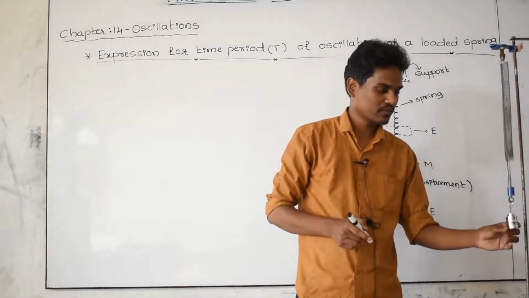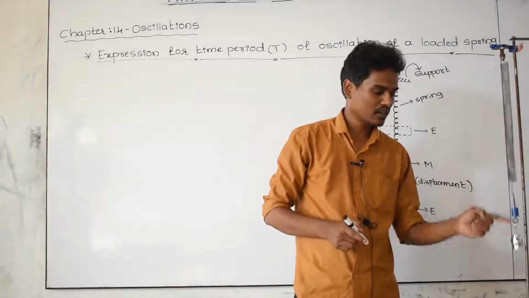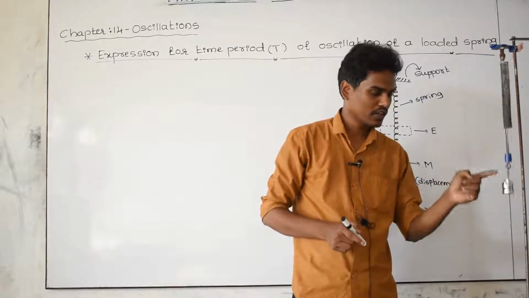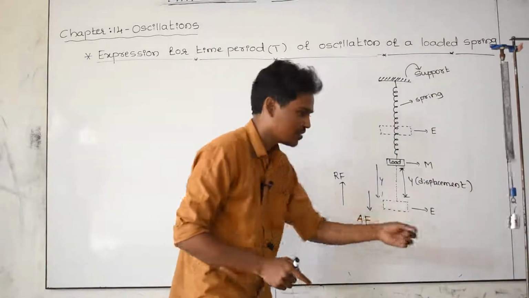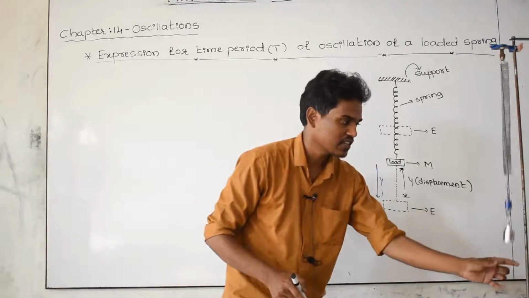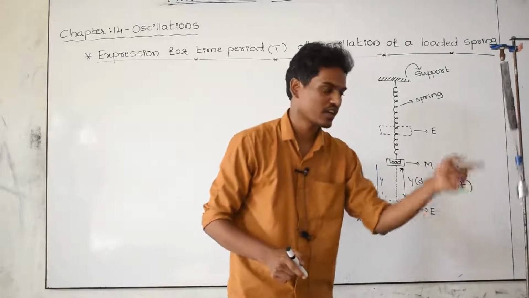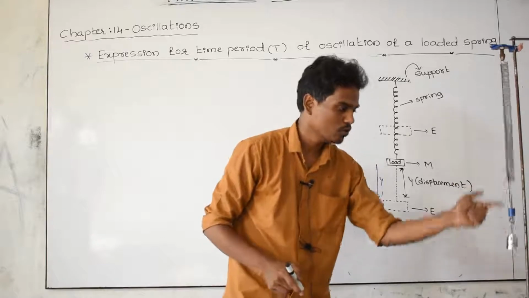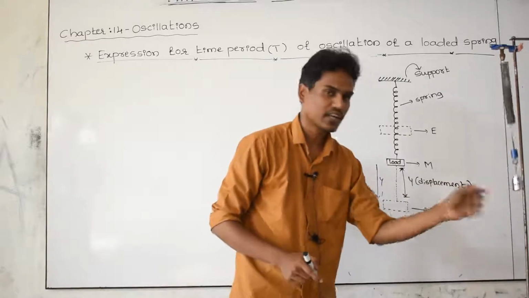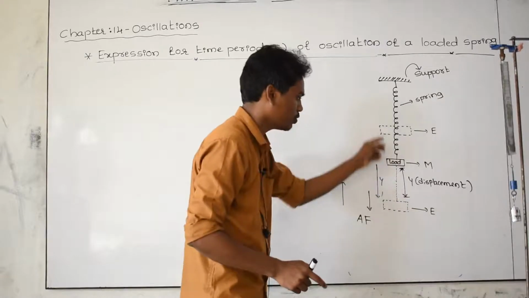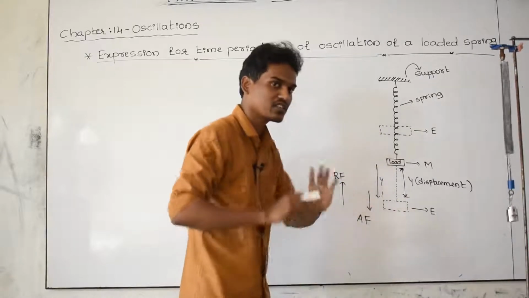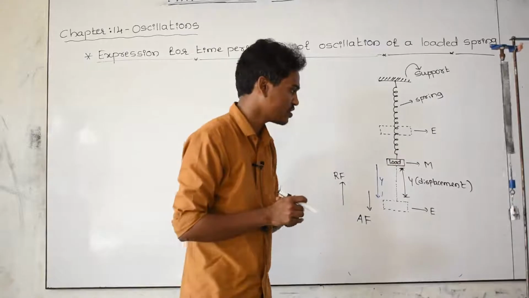Now let us take 1, 2, 3, 4, 5. If you release the body, now I am releasing. Yes, I am releasing. One SHM is going on. 1, 2, 3, 4, like this. This is 1, 2, 3, 4, like this. It is doing oscillations.